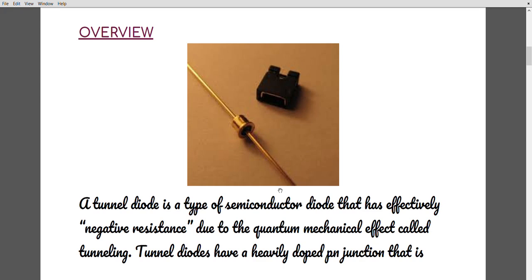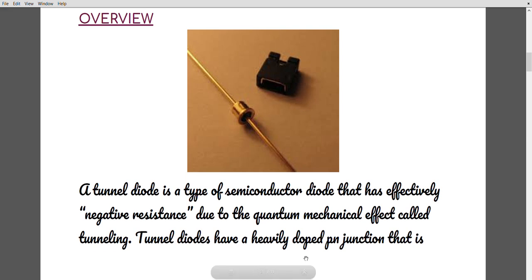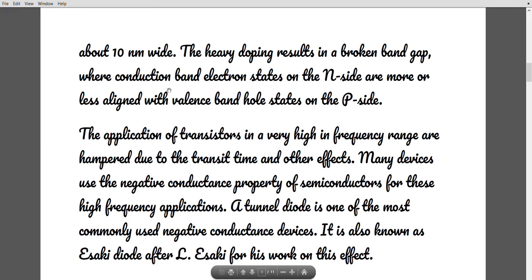A tunnel diode is a type of semiconductor diode that has effectively negative resistance due to the quantum mechanical effect called tunneling. Tunnel diodes have a heavily doped p-n junction that is about 10 nanometers wide. The heavy doping results in a broken band gap, where conduction band electron states on the n side are more or less aligned with valence band hole states on the p side.